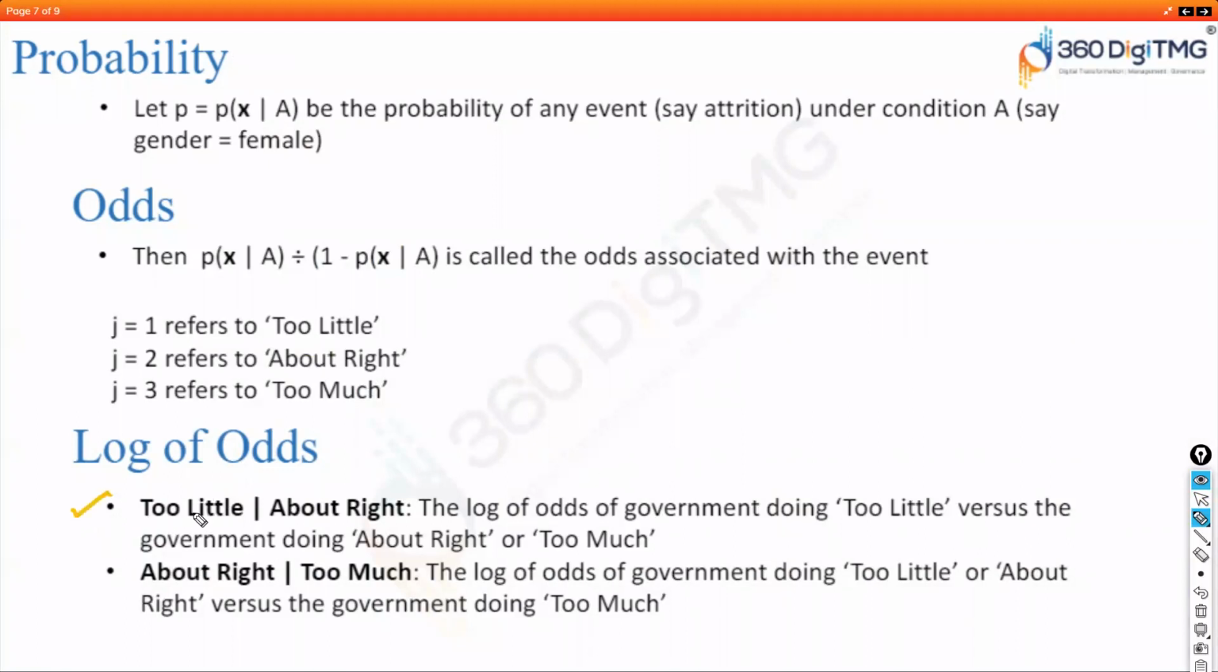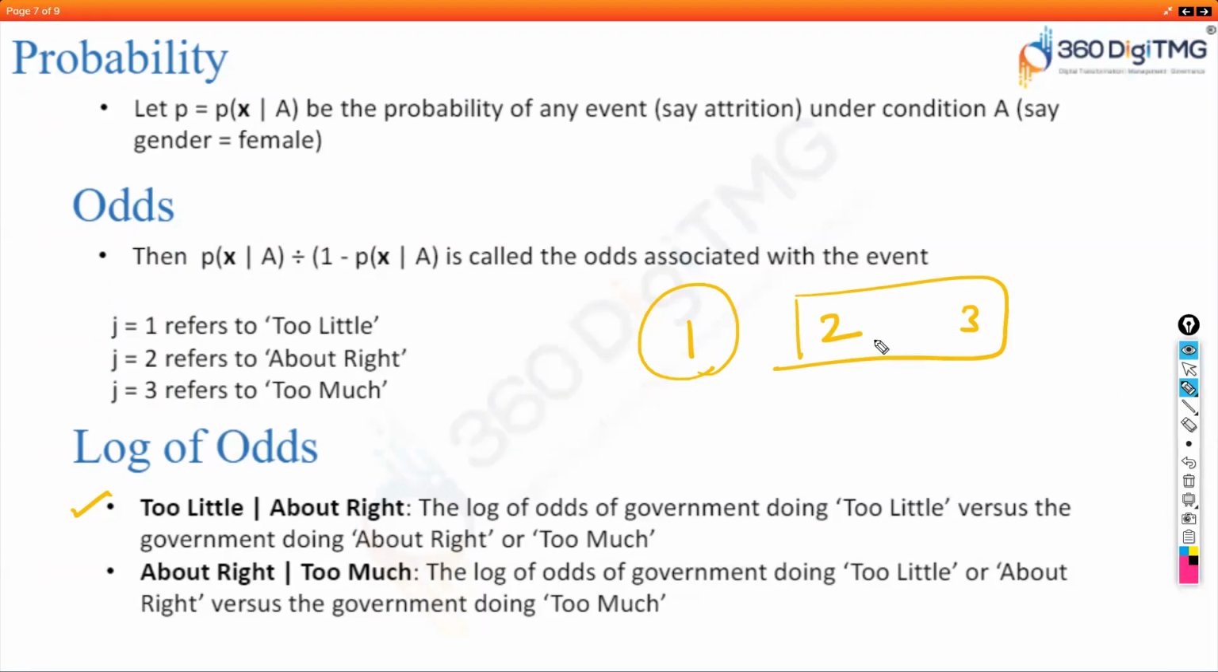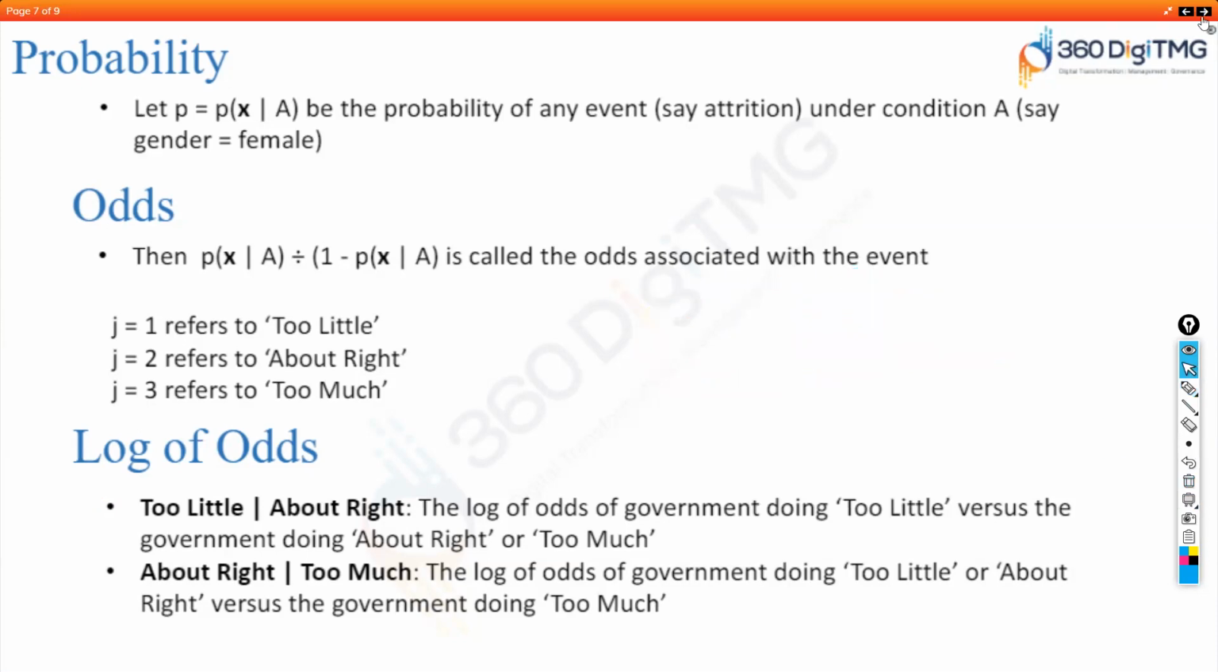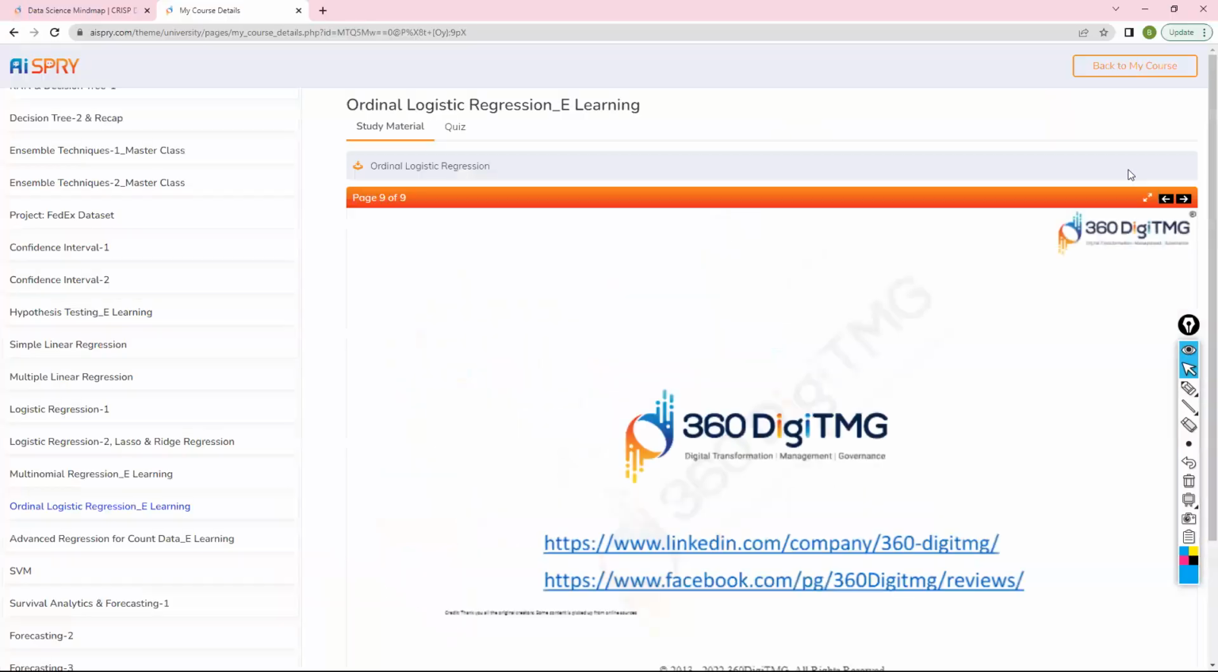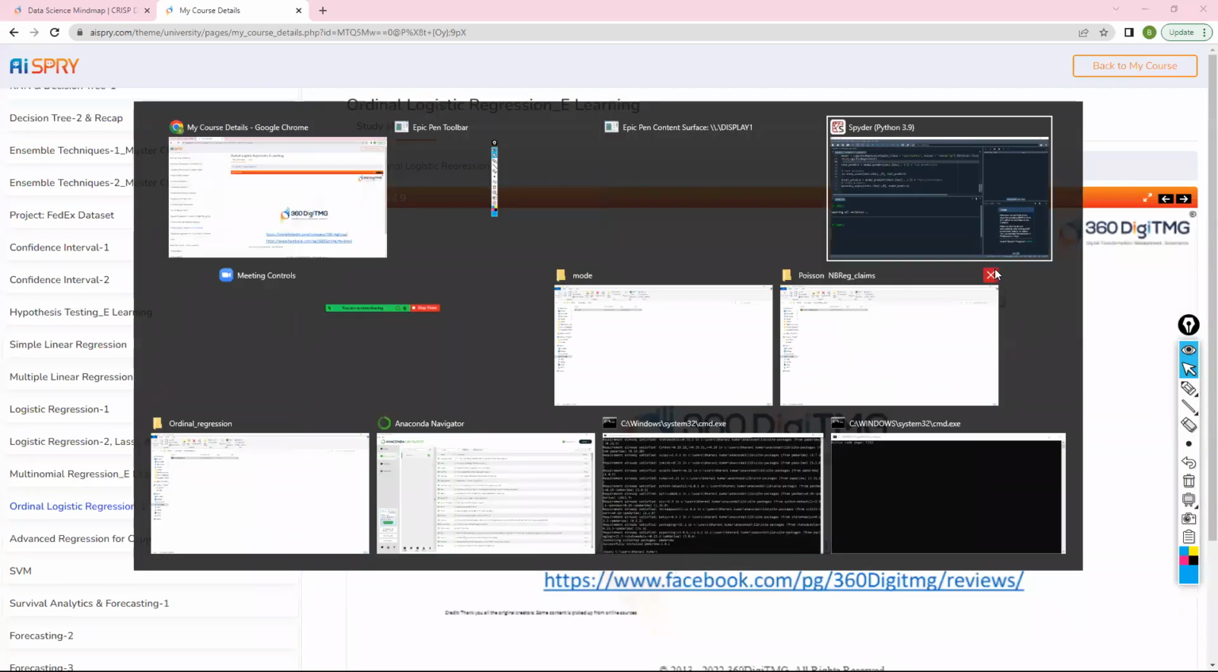So if you have too little in comparison to about right, then the log of odds of government doing too little versus the government doing about right or too much. So you're classifying these two into one. Too little as 1. Too little, about right, too much. Either do it this way, compare this with these two, or compare this with these two, or compare this with these two. Okay. So that's it. Nothing much pertaining to ordinal regression.